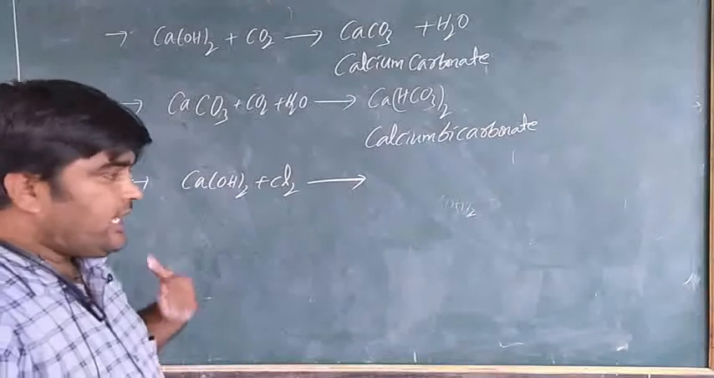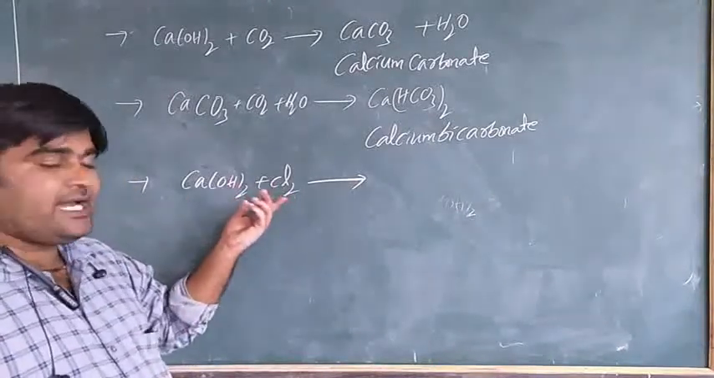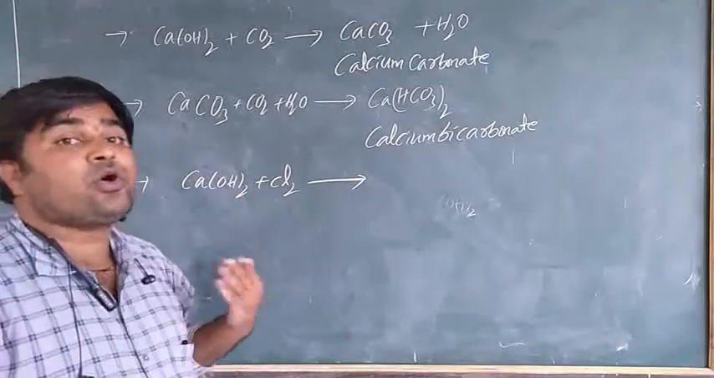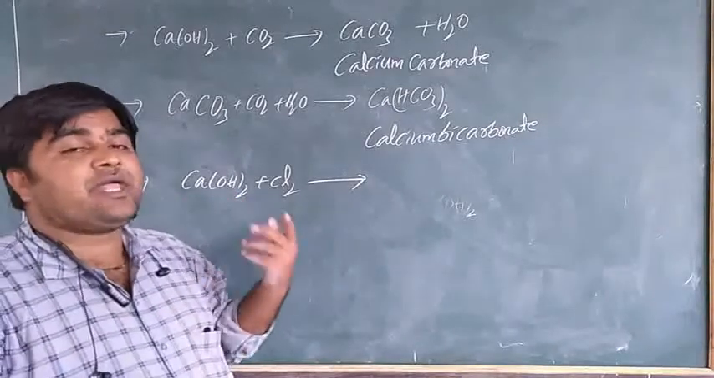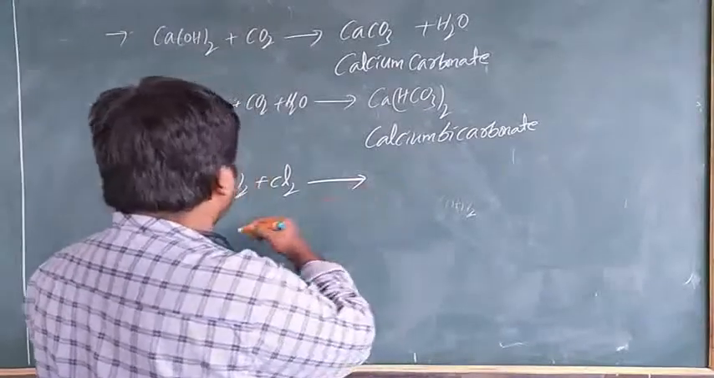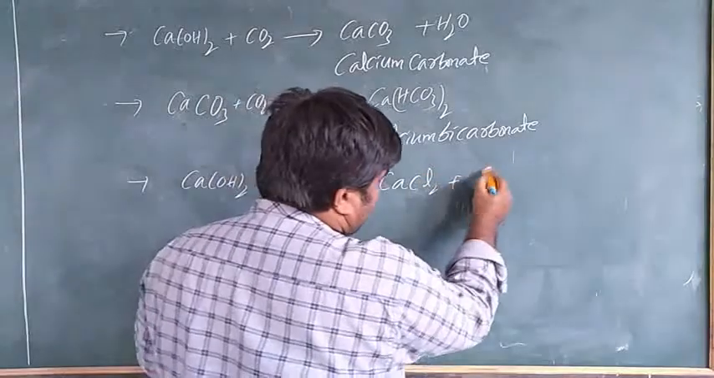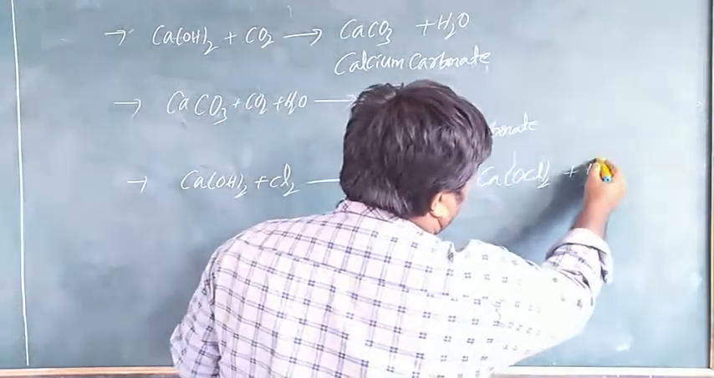To form the bleaching powder, hypochlorite. Whenever calcium hydroxide reacts with chlorine, it forms the hypochlorite, which is usually bleaching powder. That is calcium hypochlorite, calcium chloride and water molecules.